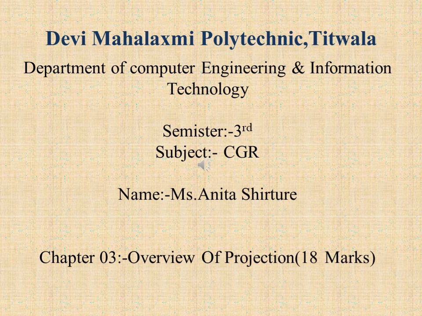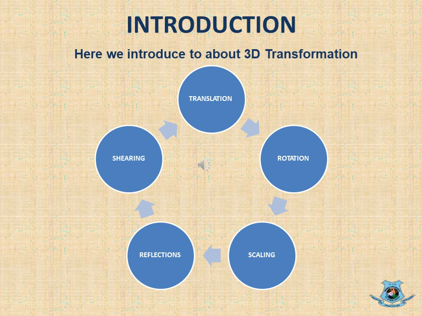Chapter number 3, Overview of Transformation. This chapter is given for 18 marks. Learning outcome of this video: in this video we will discuss the projection. Projection is a technique or a process which is used to transform a 3D object into a 2D plane. So in this video we understand about the projection.